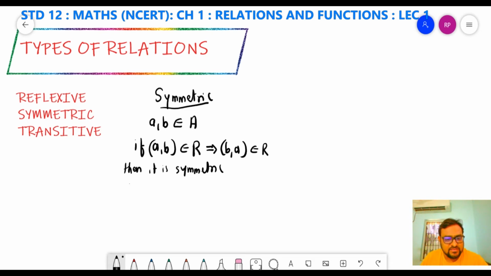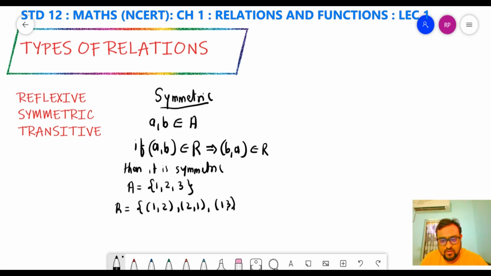Clear? So see, if there is a set A = {1, 2, 3}, then the relation I can write down as (1, 2), (2, 1), (1, 3), (3, 1). See, if this is the relation, that means this is a symmetric relation, because see, (1, 2) belongs to R, that means (2, 1) also belongs to R. This implies that (1, 3) belongs to R, and (3, 1) also belongs to R.